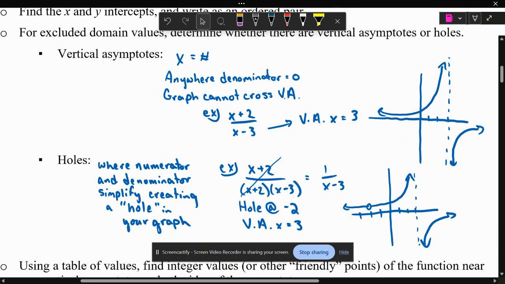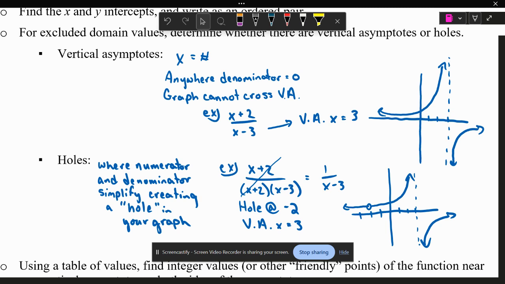So here's a good example for you to put in your notes on what a vertical asymptote would look like. So say, for instance, x is equal to a number. Anywhere the denominator is equal to 0, your graph cannot cross a vertical asymptote. So a super simple example, x plus 2 divided by x minus 3. If I were to look for where you would have essentially a domain restriction, okay, that keyword domain restriction, you could not put 3 into your denominator.